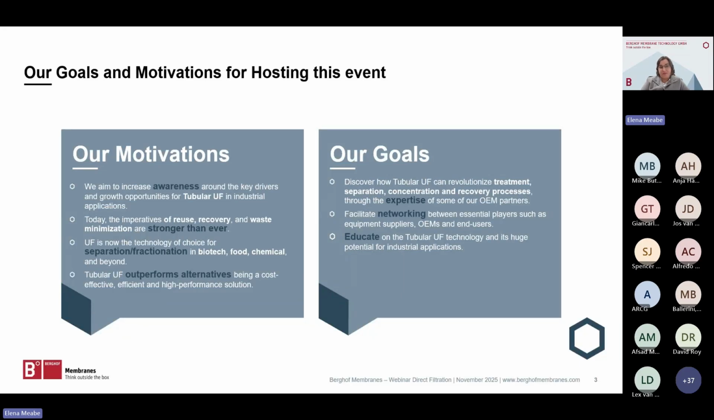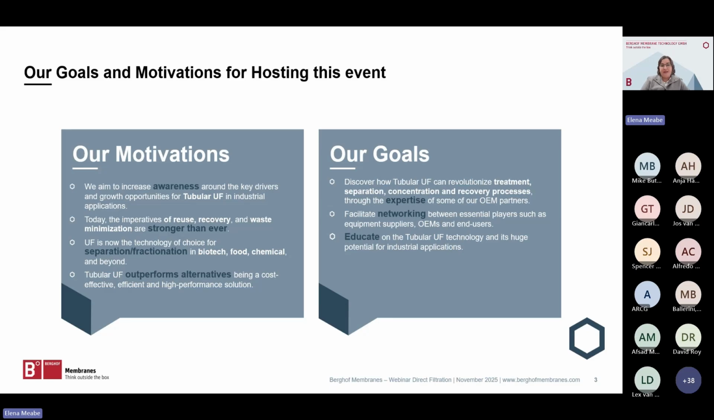Thinking about wastewater management, the imperatives for reuse, recovery, and waste minimization are today stronger than ever. And moreover, UF is now the technology of choice for separation or fractionation processes in several industries such as biotech, food, chemical, and many others. And tubular ultrafiltration stands out as a cost-effective, efficient, and high-performance solution for this.